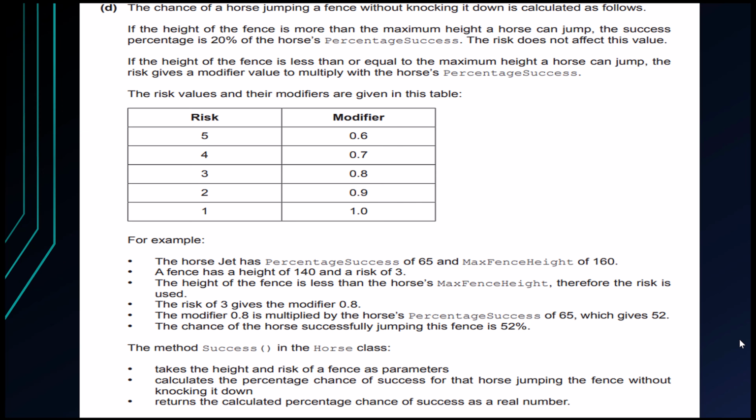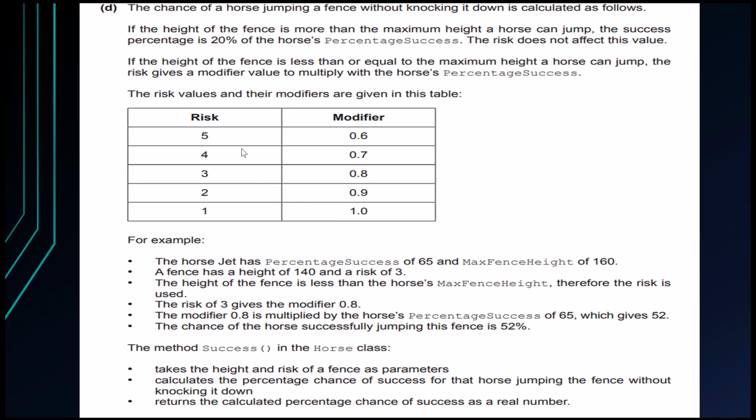The chance of a horse jumping a fence without knocking it down is calculated as follows. If the height of the fence is more than the maximum height a horse can jump, the success percentage is 20% of the horse's percentage success. So we would just take 20% of their percentage success, which we recorded as an integer earlier on. The risk does not affect this value. If the height of a fence is less than or equal to the maximum height a horse can jump, the risk gives a modifier value to multiply with the horse's percentage success.